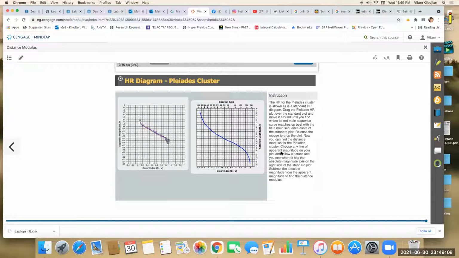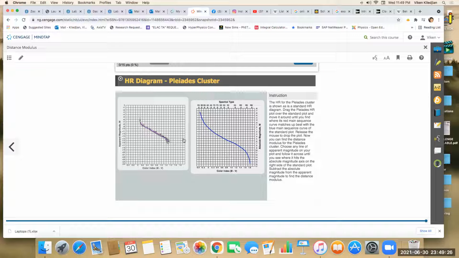Choose any line of apparent magnitude on your plot and follow it across until you see where it hits the absolute magnitude axis on the right side of the standard plot. Subtract the absolute magnitude from the apparent magnitude to find the distance modulus.